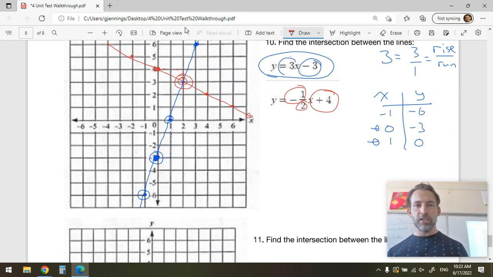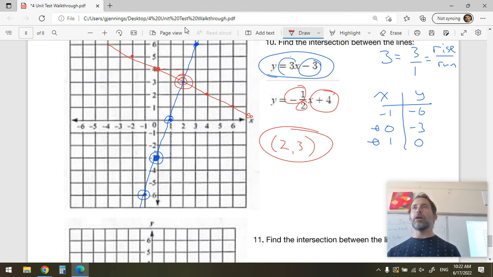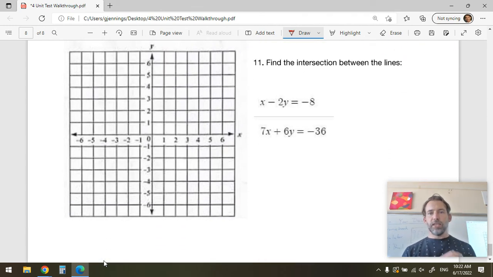Their intersection is the solution. 2, 3. You got to write it down. You got to show me that you know how to interpret that point of intersection. Then find the intersection between these lines. But Mr. Jennings, they're not in y equals mx plus b form. Aha. We can convert them to y equals mx plus b form is the simplest way to go.